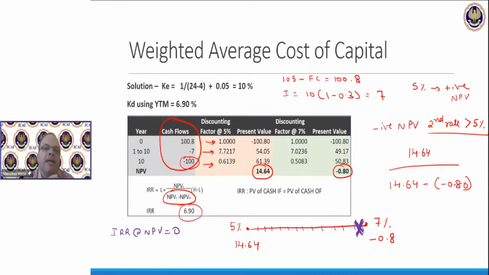Let's say my present value at 7% was minus 15. If my present value at 7% was minus 15, my IRR would have been right in between 5 and 7, would have been 6. Are you getting me, guys? The concept? I hope it is clear to all of you. Let me check the query panel first. Great.